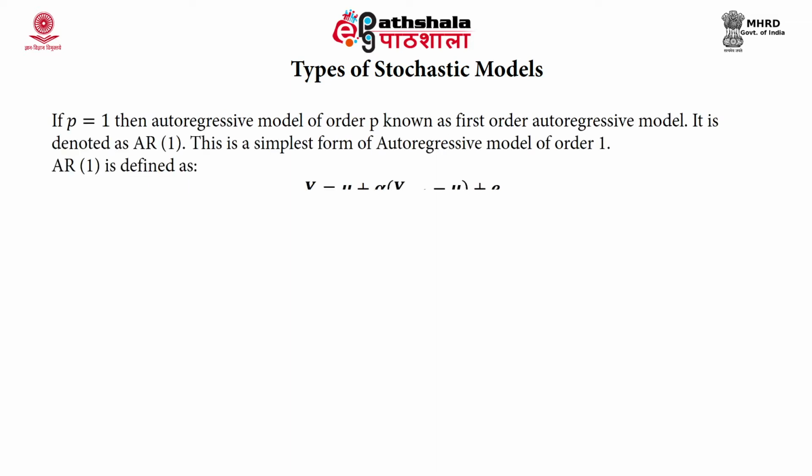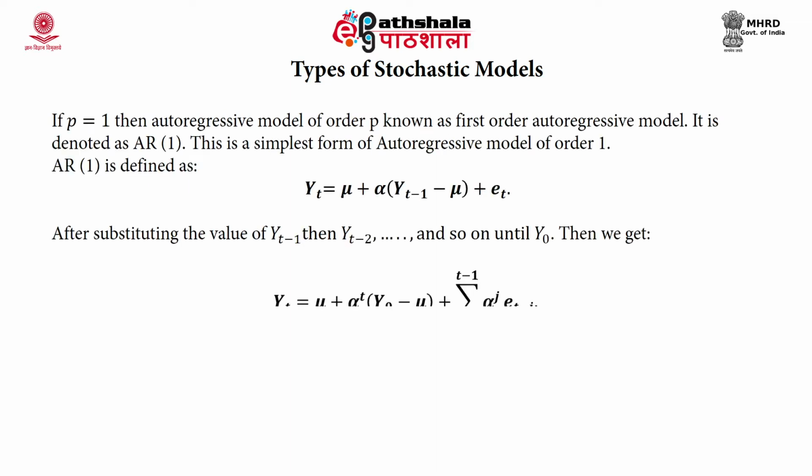If we take p equal to 1, then the autoregressive model is known as the first order autoregressive model, noted as AR(1), and it is defined as yt = mu + alpha times (yt-1 - mu) + error term. If you keep on substituting the values of previous yt in the AR(p) model, then we get yt = mu + alpha^t (y0 - mu) + summation over j equal to 0 to t-1 of alpha^j e(t-j).